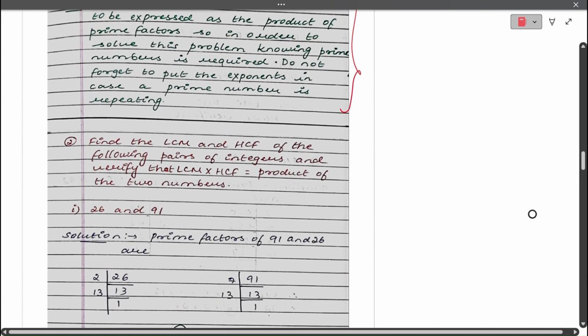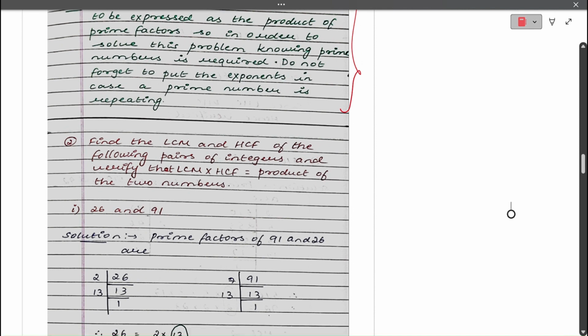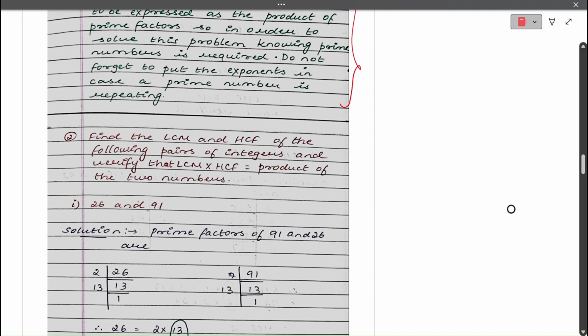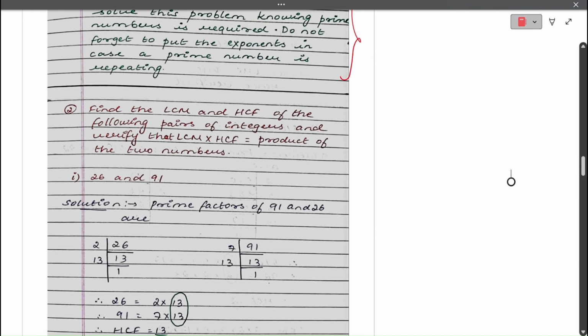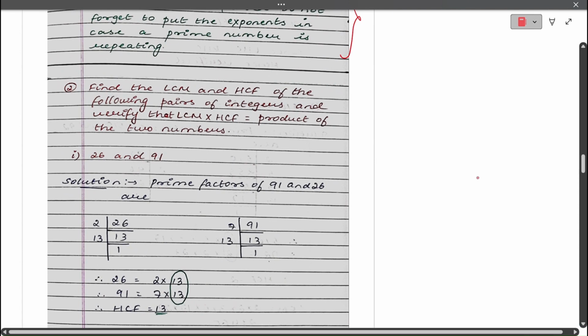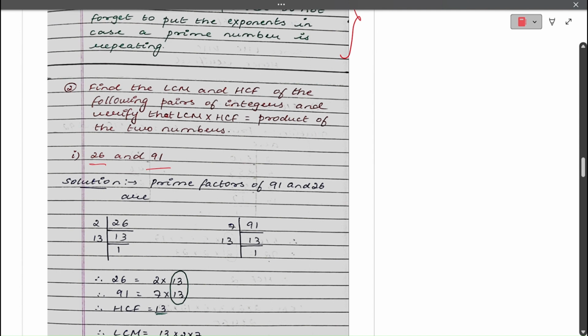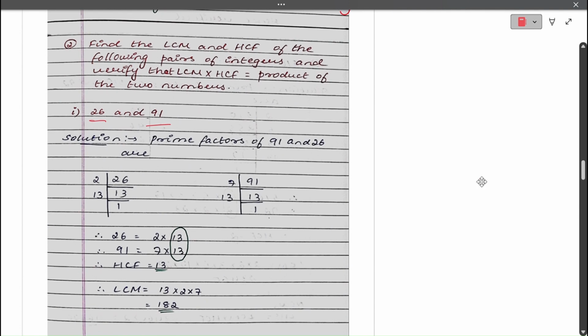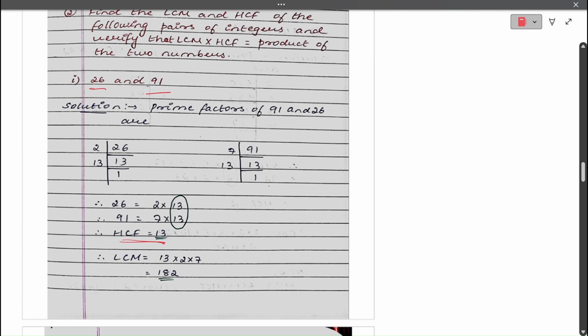Question number 2. Find the LCM and HCF of the following pairs of integers and verify that LCM into HCF is equal to the product of the two numbers. We are doing a verification step over here. For the very first pair, the numbers are 26 and 91. The prime factorization of 26 is 2 into 13. 91 is 7 into 13. The common factor is 13, so the HCF is 13. LCM is 13 into 2 into 7, that is 182.